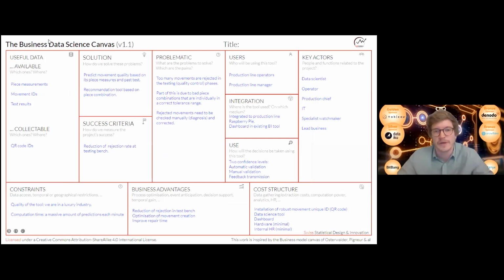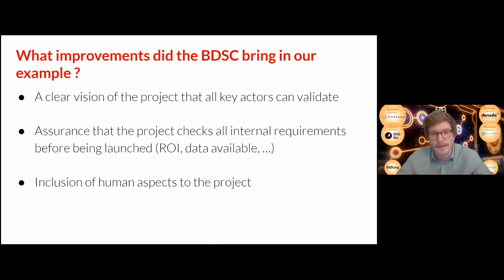But the question now is, what did it bring to the customer? With this, they have a clear vision of the project, and all the key actors that I just listed, everybody can validate the project. So that's really a good way that everyone can be okay with different criteria.